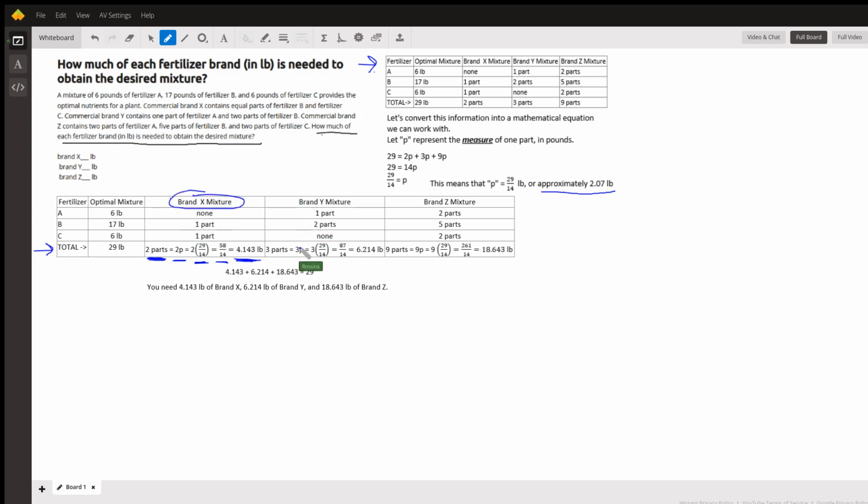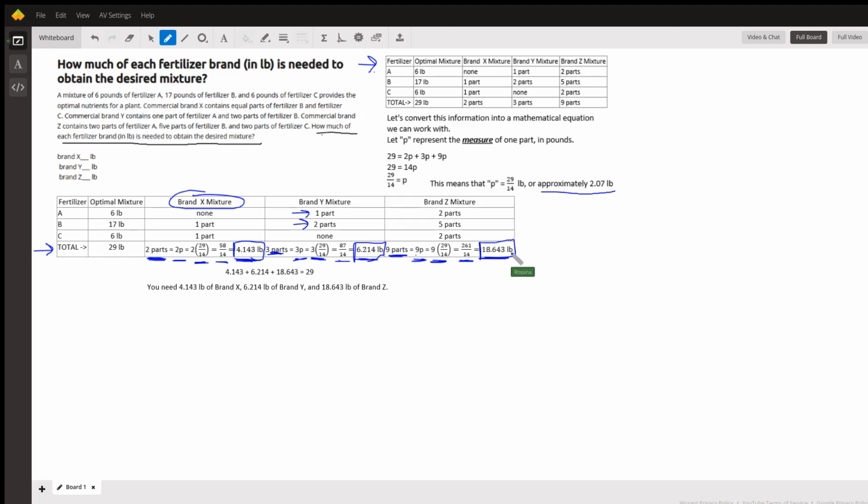Moving on to brand Y mixture. There's 3 parts in total for brand Y, so 1 plus 2 makes 3. So we say 3P, 3 times 29 over 14. Remember, P is 29 over 14. We had solved for it back here. Simplify, 87 over 14, and that's 6.214 pounds for brand Y mixture. And the same for brand Z mixture, total of 9 parts, which is 9P. 9 times 29 over 14 is 261 over 14, which is about 18.643 pounds.